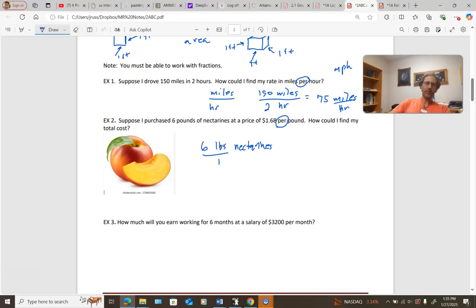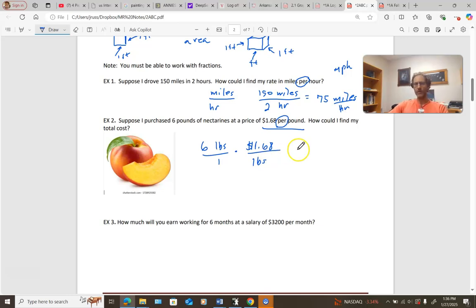Well, I don't think I'm going to write the word. That's not really necessary. At a price, so we are going to multiply here, at a price of, now when I get to this, I'm going to write this as a conversion factor. So this is $1.68. The word per means I'm going to put pounds in the denominator. $1.68 per pound. So these are sort of like equivalent in a sense. 1 pound costs $1.68, and with $1.68 you can purchase 1 pound.